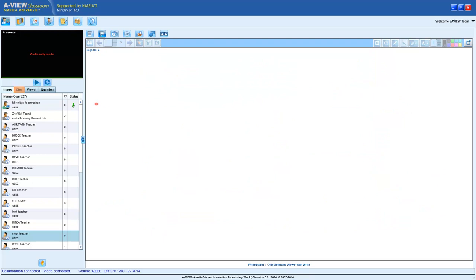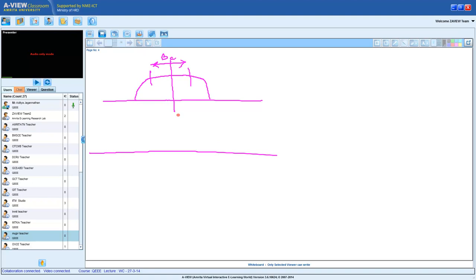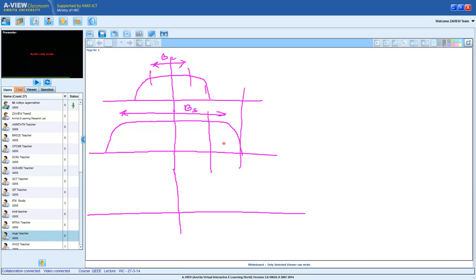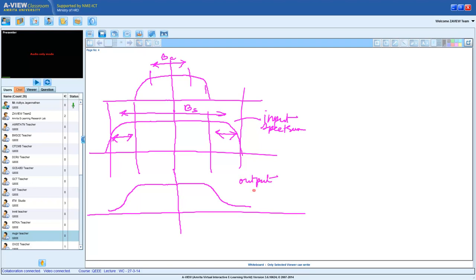On the other hand, when Bs is greater than Bc, let's say this is my coherence bandwidth and this is my signal bandwidth. Now if I pass this signal through the channel, what is going to happen? Outside of these bands, the signal is going to be heavily attenuated. Everyone can see that? Everyone agrees with this? These bands where the channel response is very low are going to be attenuated. So I'm going to have some output which looks like this. This is the input spectrum and this is the output spectrum.